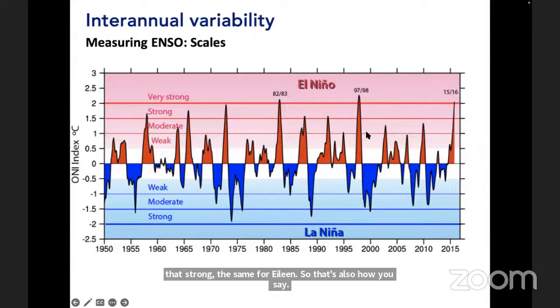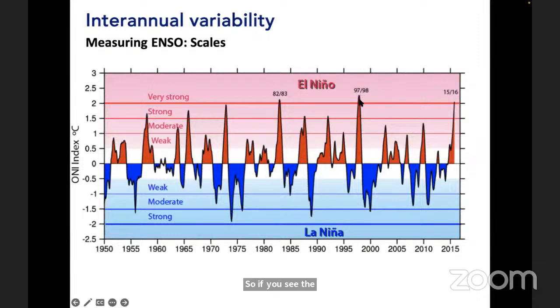So if you see the 1997 El Nino, it was really a very strong El Nino. The 82, 83 El Nino, can you see that? That was a strong El Nino. You can see here also the 2015, 2016 El Nino, strong El Nino. La Nina, we don't have the latest one, but I think we can see the 2000 La Nina, moderate. I don't see a very strong one. Maybe it's this one, 1975, 74, very strong. If you have a longer record, it will show.